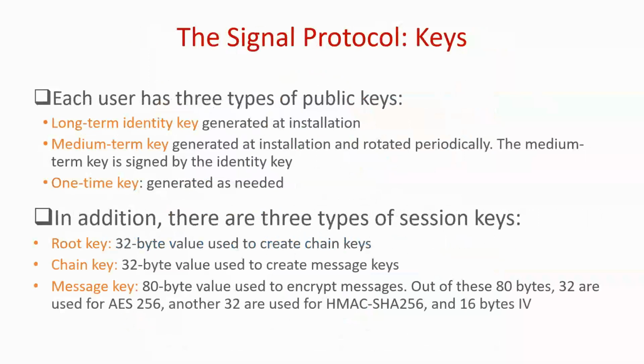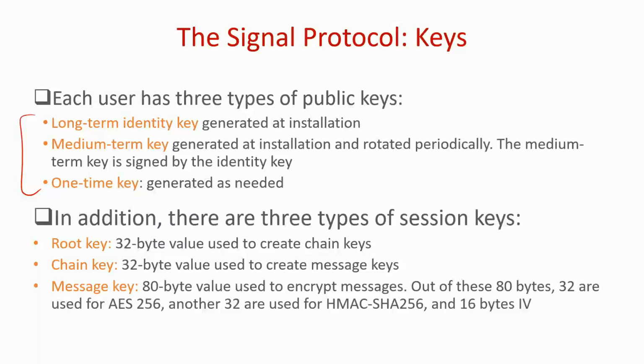How does the protocol work? First of all, upon registration, when you download WhatsApp and create an account, you generate three types of public keys. There is the long-term identity key. This is generated once and doesn't get rotated. So it is a one-time long-term identity key. There is also a medium-term key. This is also generated at installation, but it is rotated periodically, meaning that you take one bit and rotate it, for example, clockwise. I don't know the rotation mechanism specifically, but this is basically what happens.